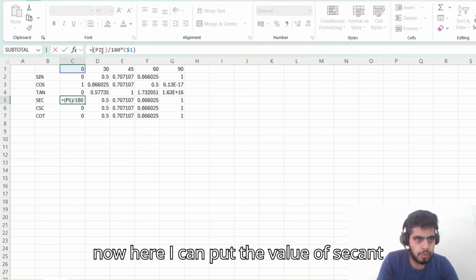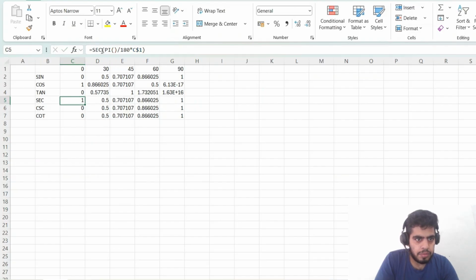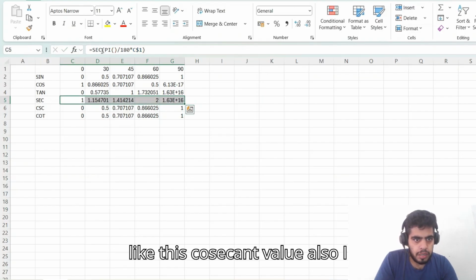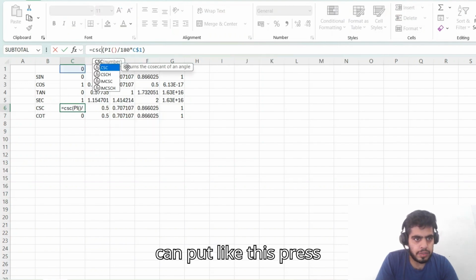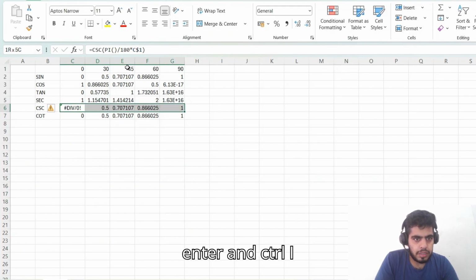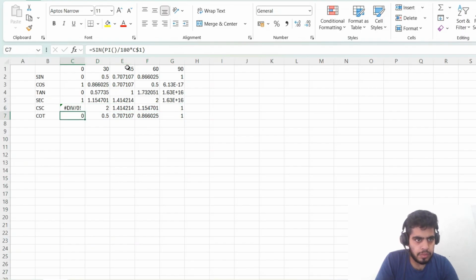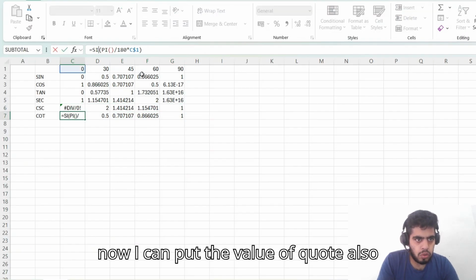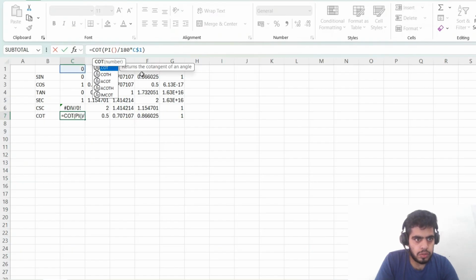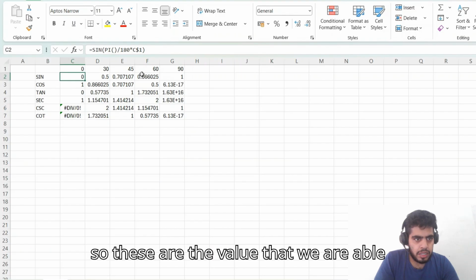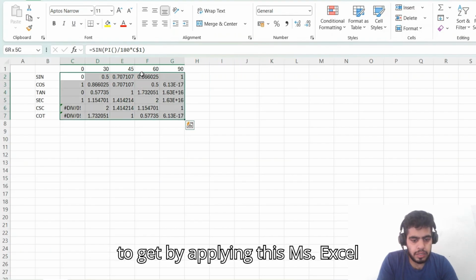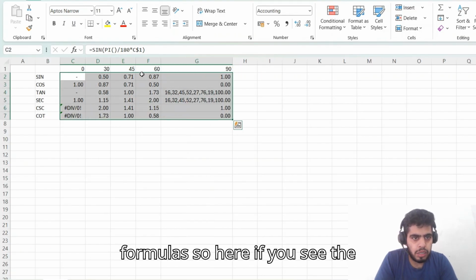Now here I can put the value of secant like this. Cosecant value also I can put like this, press enter and Control I. Now I can put the value of COT also. So these are the values that we are able to get by applying these MS Excel formulas.